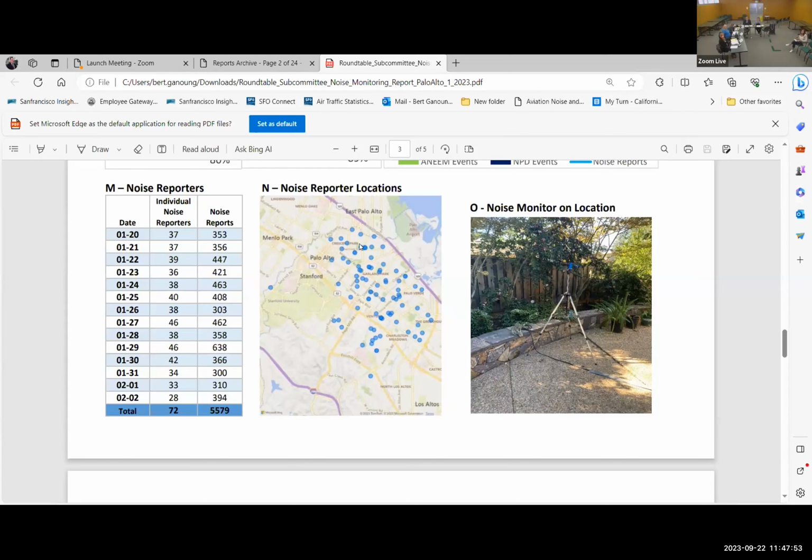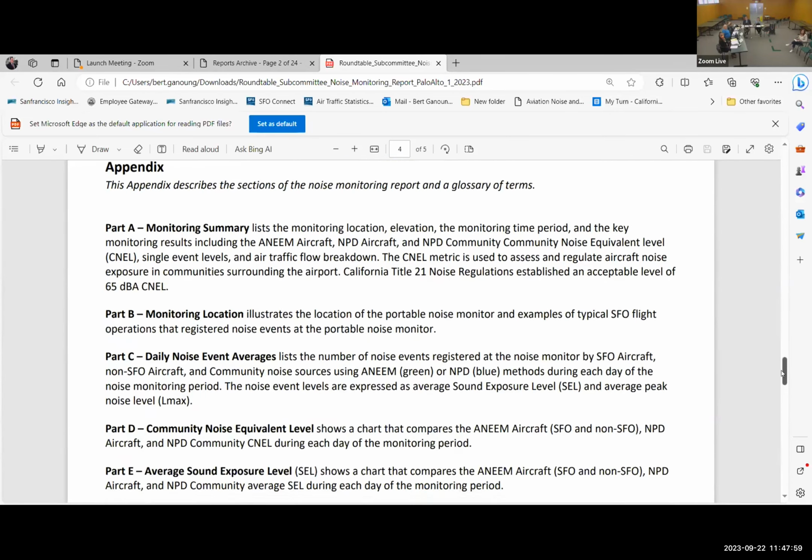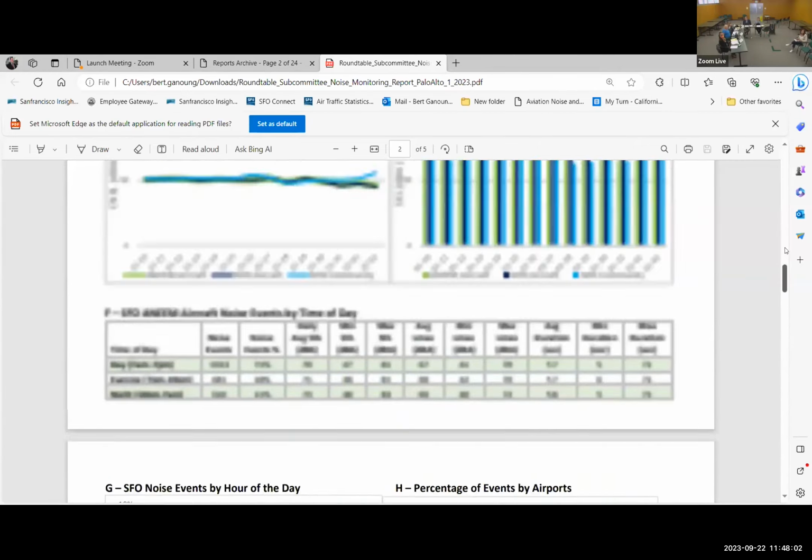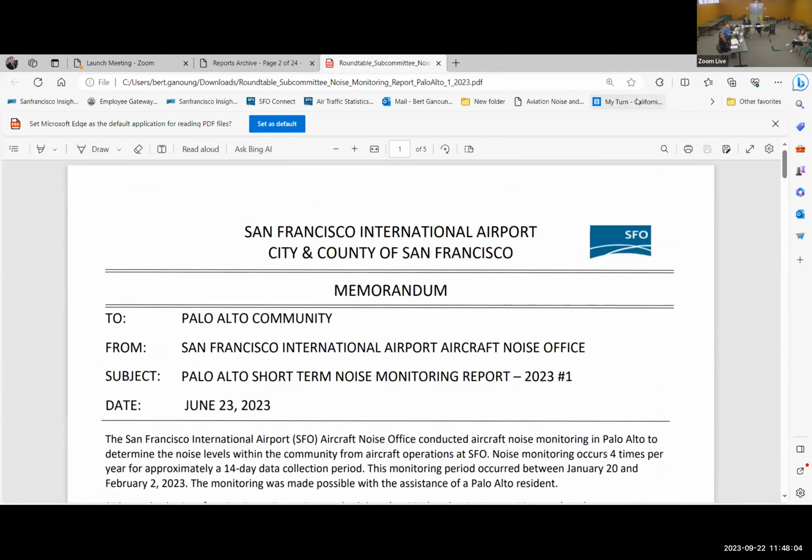Where the arrow is. And that's a picture of the noise monitor. The rest of it, I believe, is glossy. Yes. Any other questions? Do you have a question?